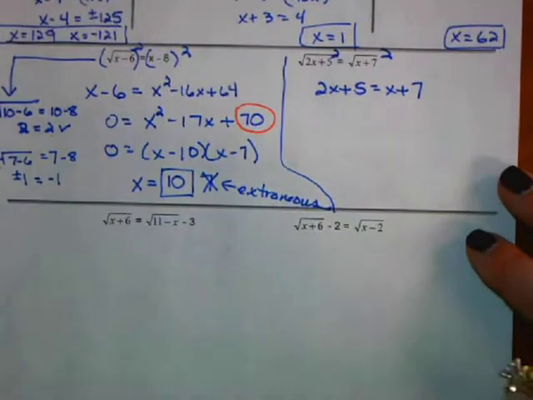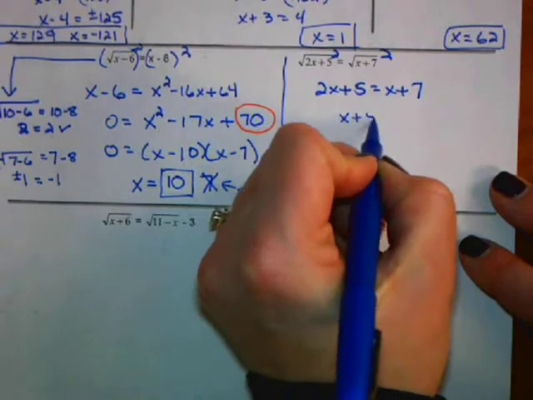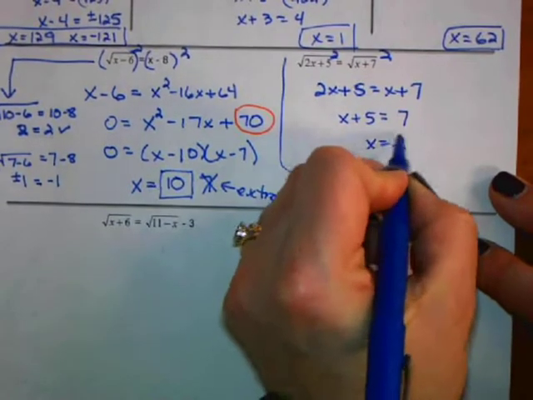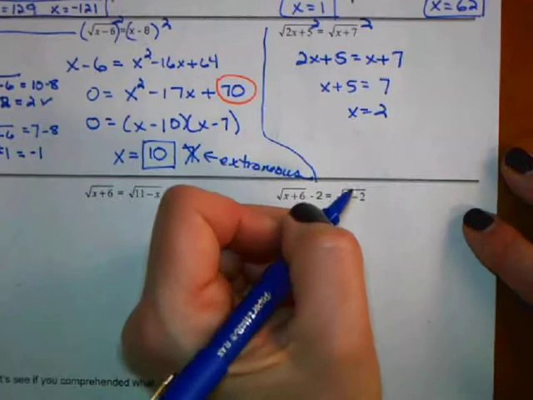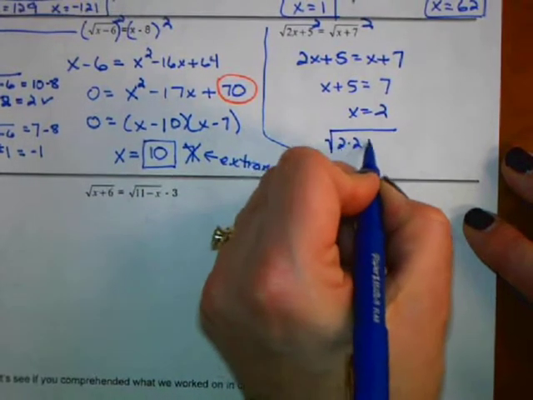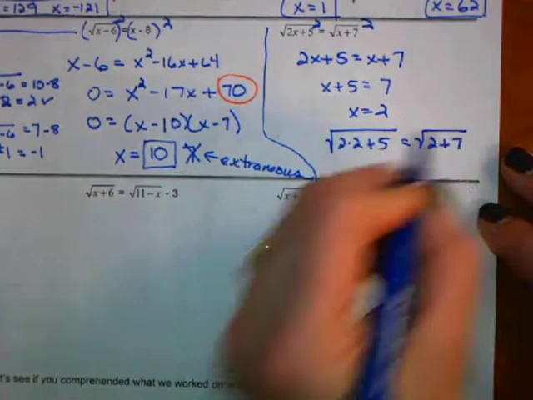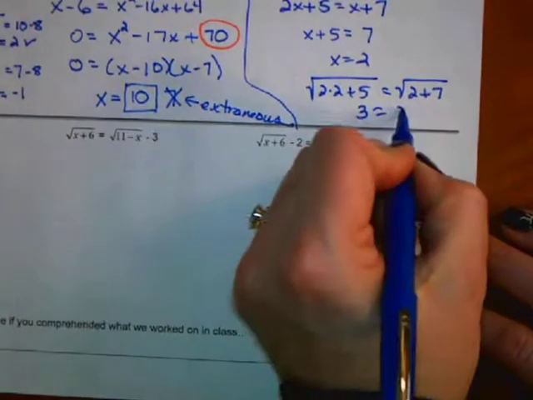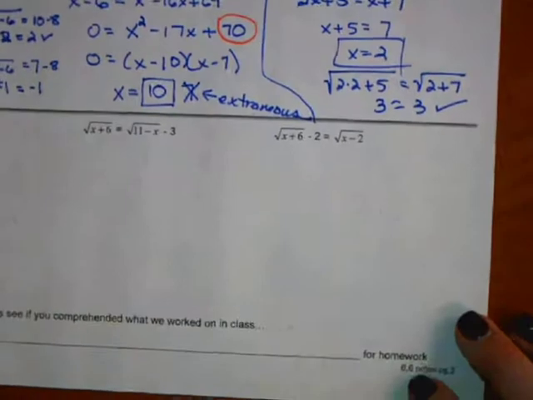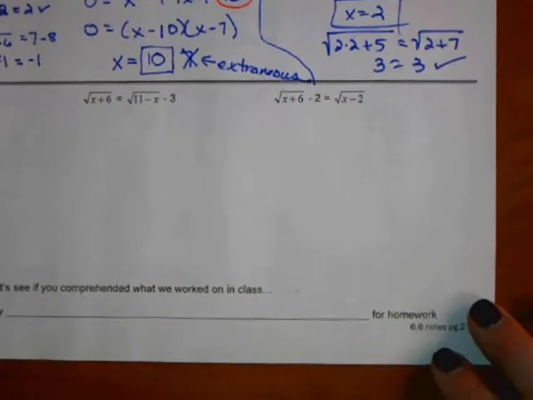Doesn't matter what you do first. I subtracted x from both sides. It doesn't really matter what you do first. Subtract 5, x equals 2. Oh, look at that. Let's just double check that it makes the equation true. This is beautiful. Square root of 2 times 2 plus 5, does that equal the square root of 2 plus 7? 3 equals 3. So it's all good.